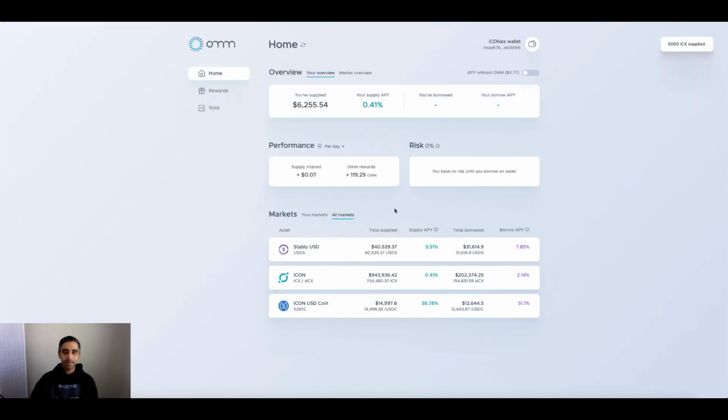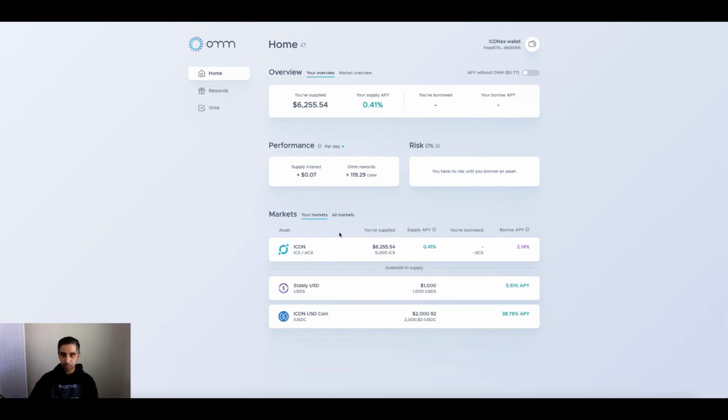There we go. Excellent. As soon as I have supplied, all of a sudden it's giving me my performance, which I can then switch to weekly, monthly, yearly to see what I would earn. I'm going to click on my markets. It was on all markets. So over here you can see I supplied 5,000 ICX. This is the interest I'm earning. It's not the best one to show you how much interest, so we'll supply another asset as well.